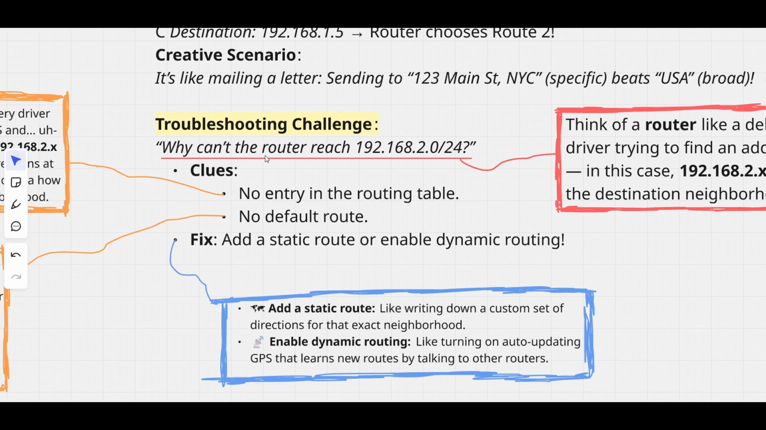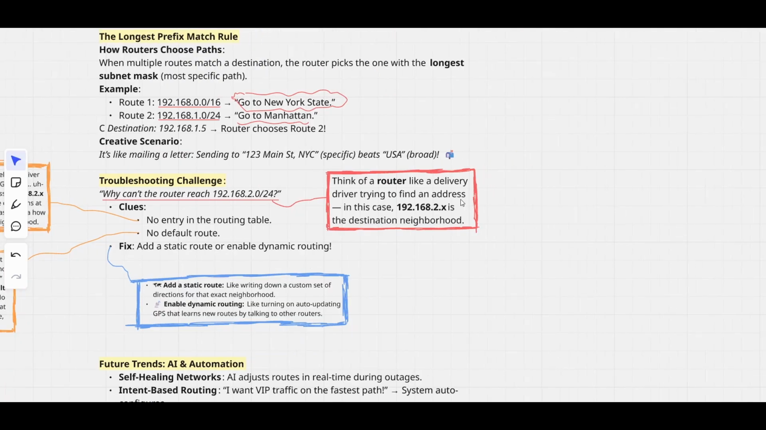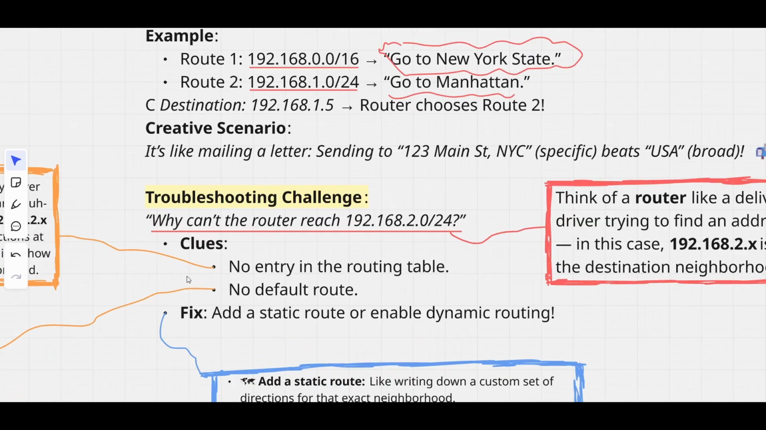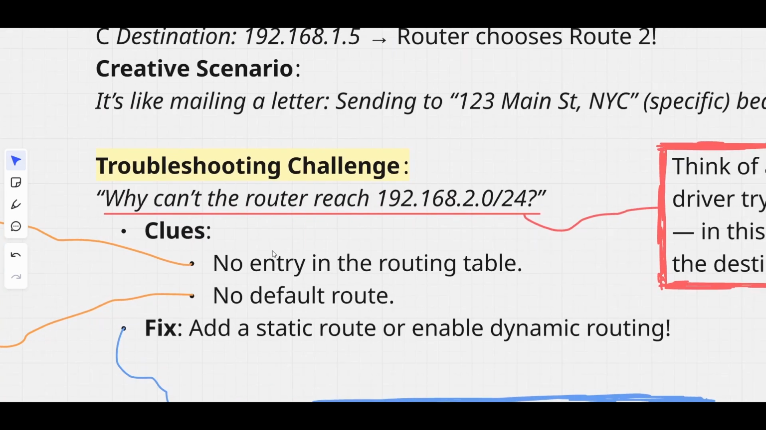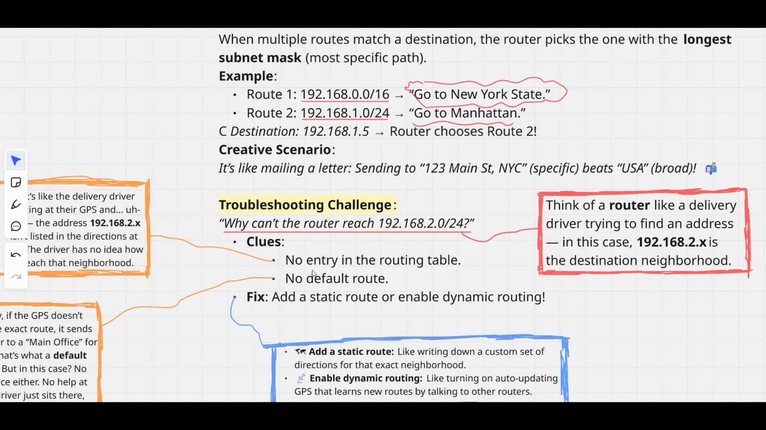Troubleshooting challenge. Why can't the router reach this IP? Okay, go think about it. Think of a router like a delivery driver trying to find an address. In this case, this IP is the destination neighborhood. We have two challenges here, cause and fix. The cause is that there is no entry in the routing table and no default route.